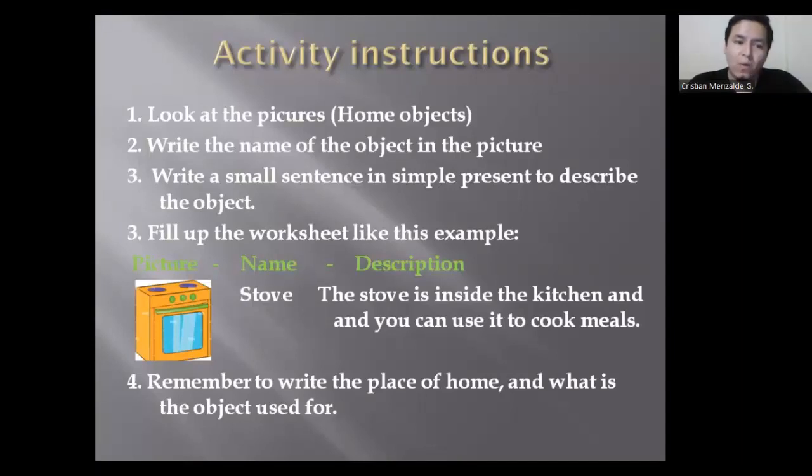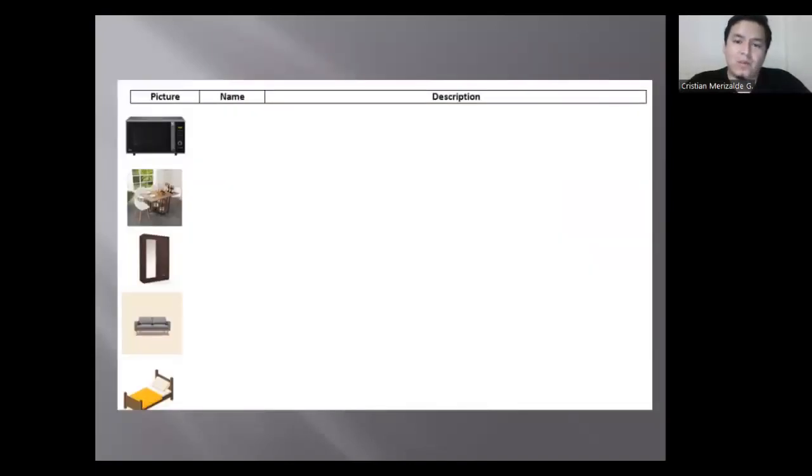You must write small sentences in simple present tense describing the object. Inside this description, you must say where this object is located at home and what this object is used for. In this slide you have the worksheet. On the left side you have the picture of the object. We have 5 objects here, and you must put the name of these 5 objects that you have at home, and you also must write the description in present simple tense.